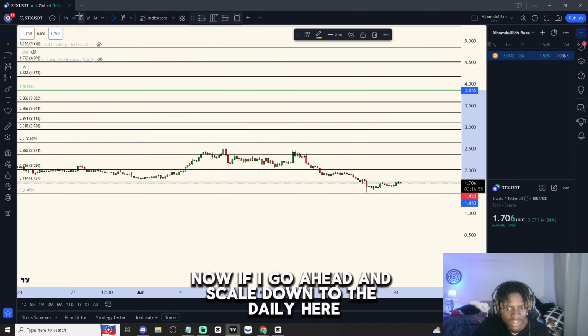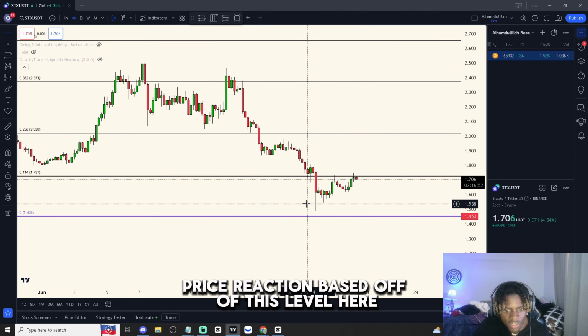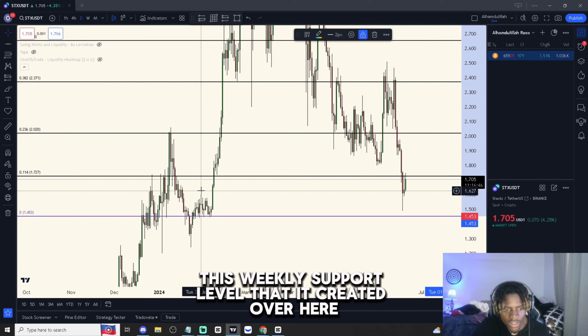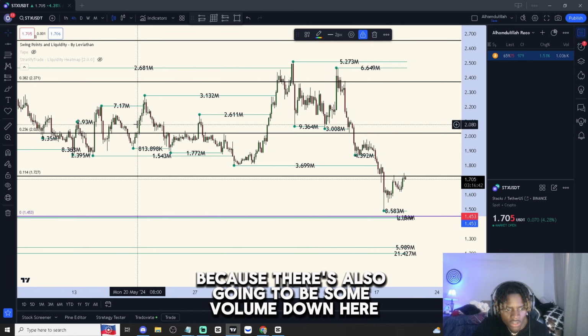Now, if I scale down to the daily here, as you guys can see, we are getting some bearish price reaction based off of this level here, letting us know that, okay, this weekly support level that it created over here is most likely valid. Why? Because there's also going to be some volume down here as well.